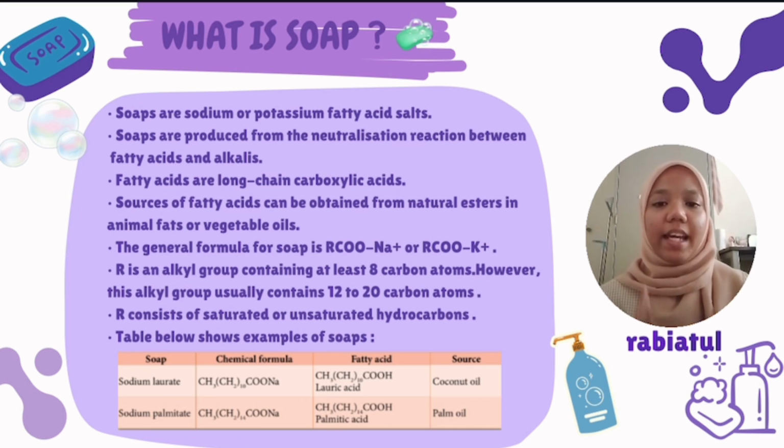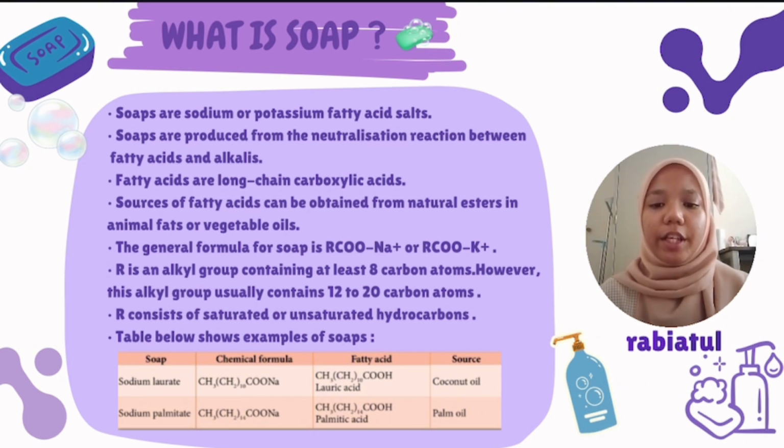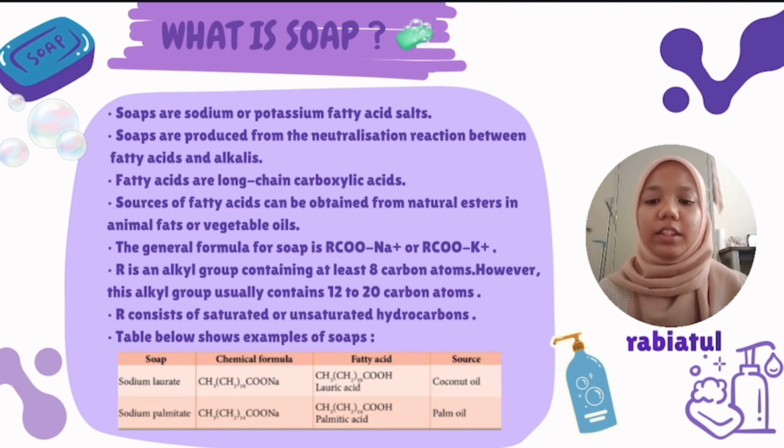Cleaning agents have two types, which are soaps and detergents. First of all, I will talk about soap first. Soaps are sodium or potassium fatty acid salts. Soaps are produced from the neutralization reaction between fatty acids and alkali. Fatty acids are long-chain carboxylic acids. Sources of fatty acids can be obtained from natural ester in animal fats or vegetable oils.